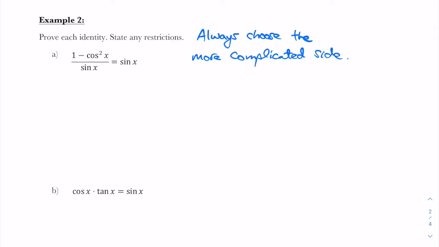And the reason is, in math, it's often easier to go from something more difficult to something easier, rather than going from something easier to something more difficult. So because of that, what I'm going to do is pick the left-hand side. So we always start off by writing out the side that we choose.